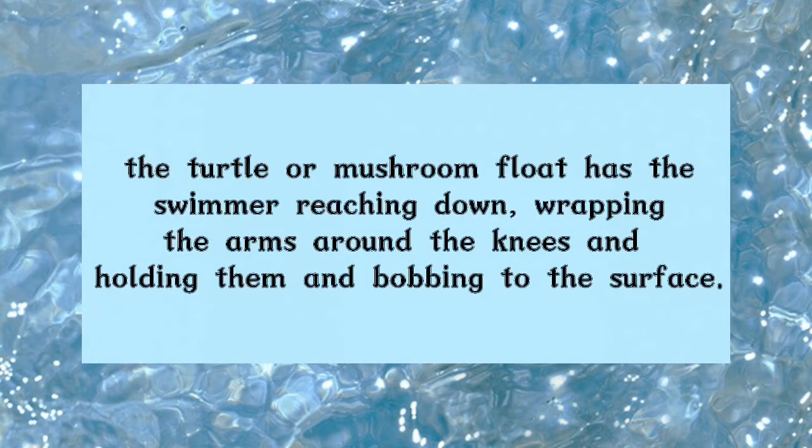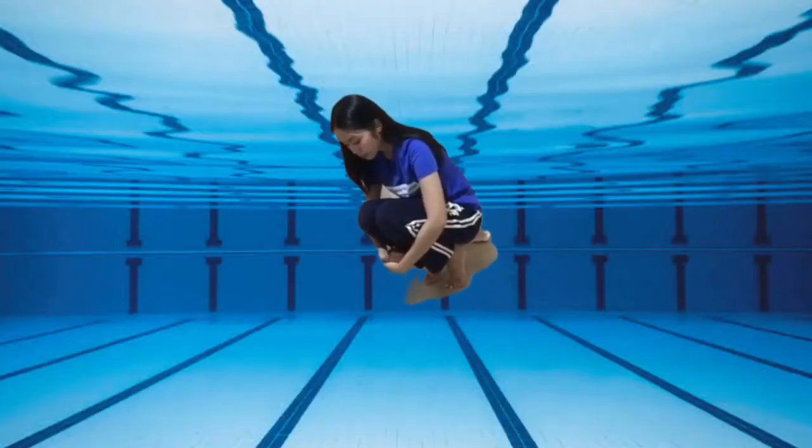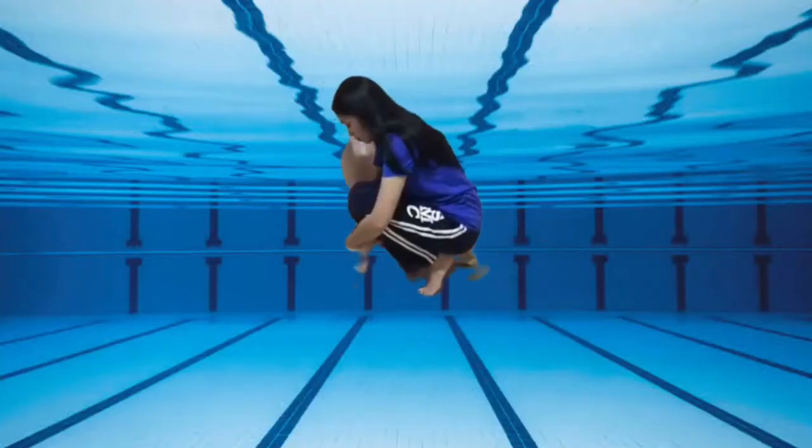The turtle or mushroom float has the swimmer reaching down, wrapping the arms around the knees and holding them, and bobbing to the surface.